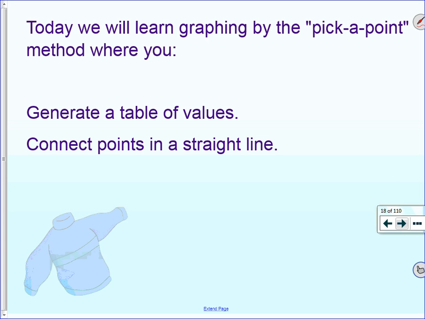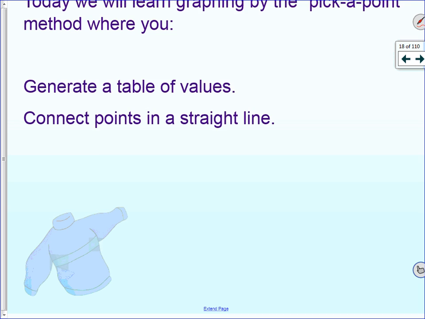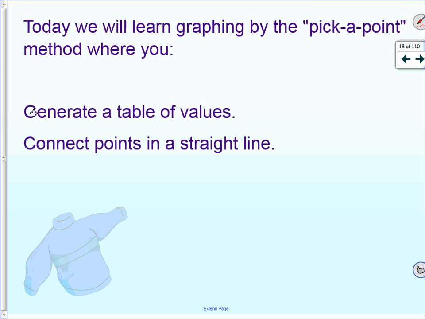All right, so today we will learn graphing by what's called the pick-a-point method, where you generate a table of values and then connect the points in a straight line. That is the method. So if you have an equation, you create a table based on the equation, and then you connect the dots. If you do it correctly, the points should form a straight line if the equation is a linear equation. And again, linear is when x and y are to the first power.